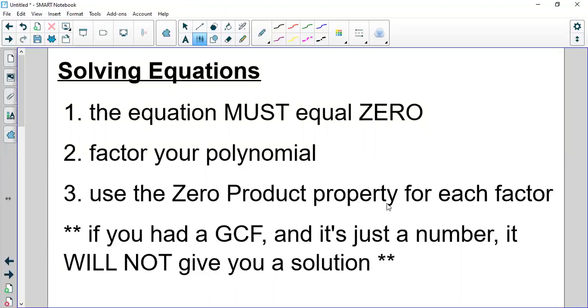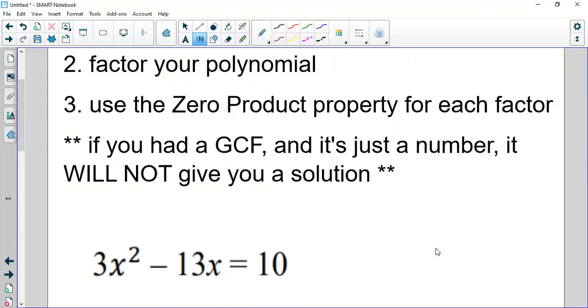Quick little note, if we have a GCF like we did just yesterday, and that GCF is just a number, so if you have a number and then two parentheses, that number is not going to give you a solution. I'm going to show you one of those. That number is going to end up not being part of our answer. I'm going to do a couple here.